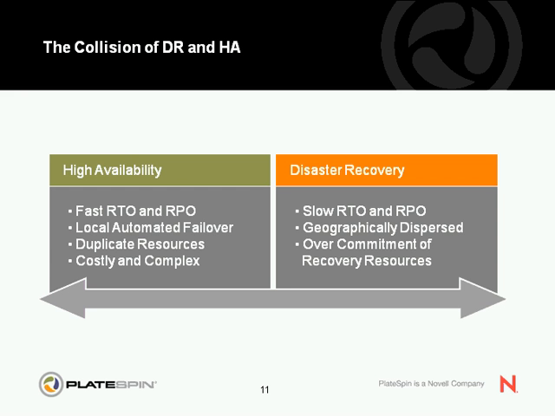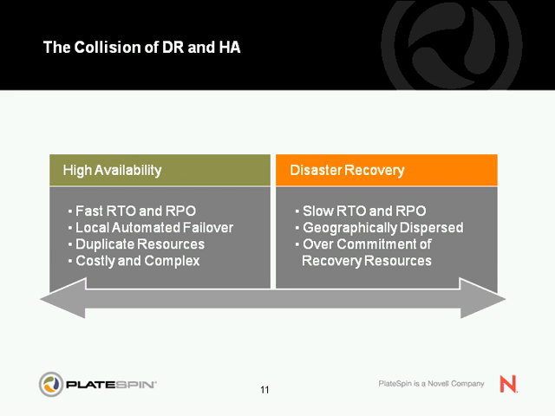The lower the recovery point objective, the lower the data loss you're going to suffer. Whereas disaster recovery usually has slower recovery time and recovery point objectives. It allows you to be geographically dispersed. It also allows for an overcommitment of recovery resources, meaning that you can have in your production site 400 servers, but maybe in your recovery site you only have 100 servers. You can then pick and choose at disaster recovery time which workloads you actually want to be able to recover.